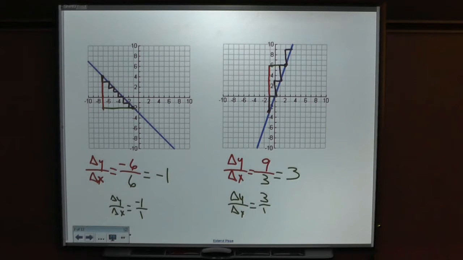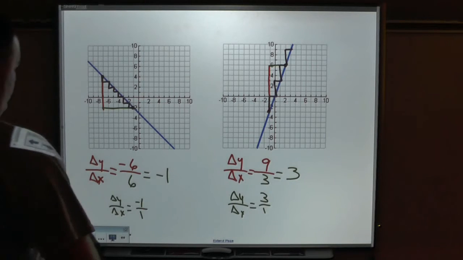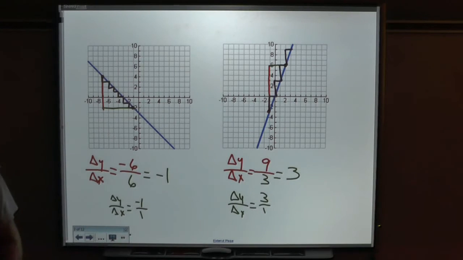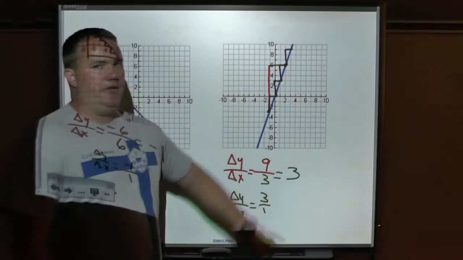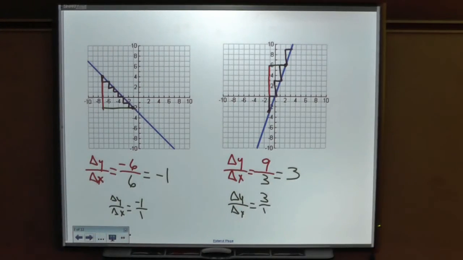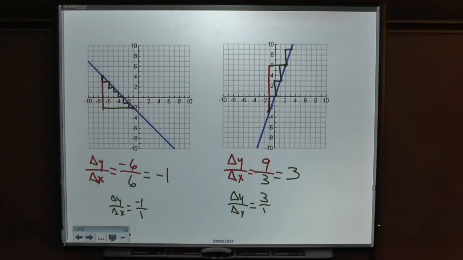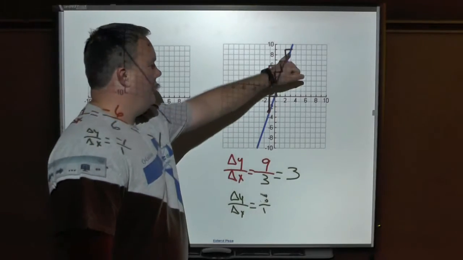Now, real quick, something to write down, especially next to these or somewhere in your notes. Whenever we look at the slope of a line, one of the hardest things for people to remember is, is it negative or is it positive? Well, here you go. All positive slopes increase as you look at them from left to right. You might want to write that down.